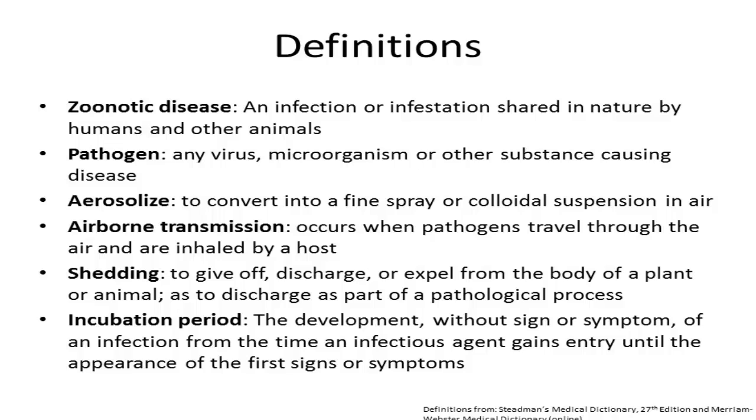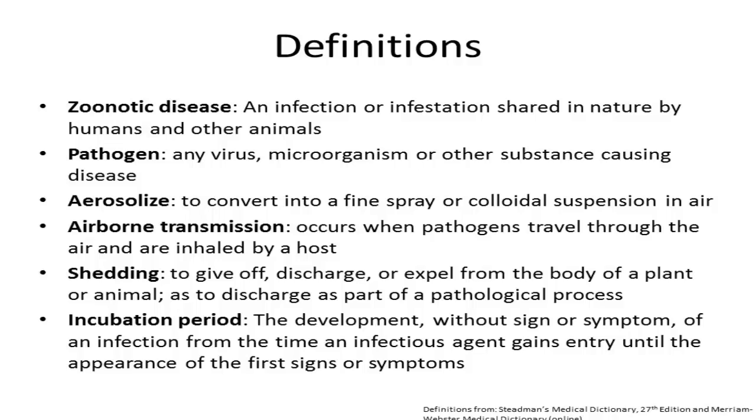For this and the other presentations associated with airborne transmission, it is important to have an understanding of certain terminology. A zoonotic disease is one which both humans and animals can acquire, whether by airborne transmission or another mode of transmission. Humans and animals acquire disease from one another through the spread of pathogens, which are disease elements such as bacteria or viruses.